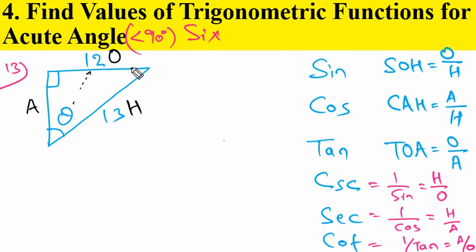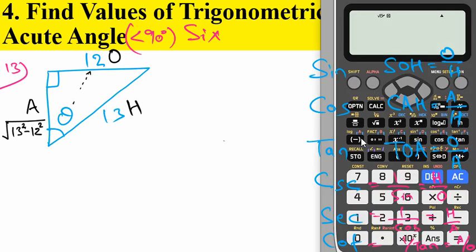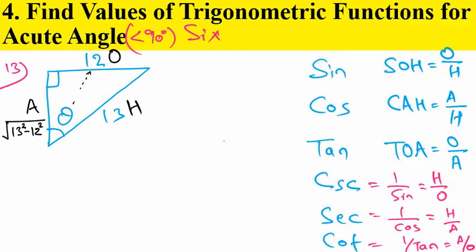Now if you know the Pythagorean triangle, then this is 12, this is 13. How will you find this one? The adjacent will be square root of 13 square minus 12 square. So let's just solve this. Square root of 13 square minus 12 square. 13 square minus 12 square equal 5. So that will give you 5. So adjacent here is 5.